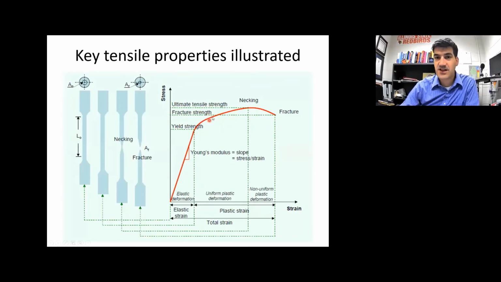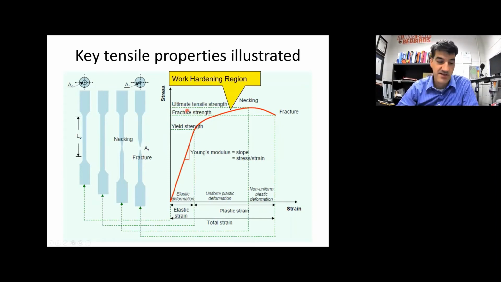All right, so what I want to talk about here is actually this region of the stress-strain curve right here, because we haven't talked so much about this region. We said there's necking going on over in this region. We said there's elastic deformation going on in this region. And so far we've said that there's uniform plastic deformation happening in this region between the yield strength and the ultimate tensile strength. But what's really going on at a molecular level in that region? It's called work hardening. That is the work hardening region.